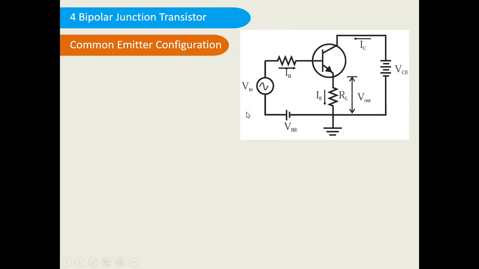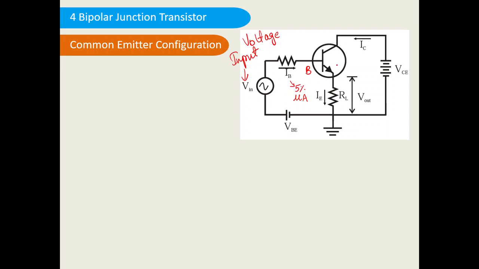So this is the circuit diagram, the overall circuit diagram. This Vin is the input voltage. So you can say that the input voltage is applied to the base terminal. IB is the base current. We all know that IB is very less. It is actually 5%. So you can say it is in microamperes.